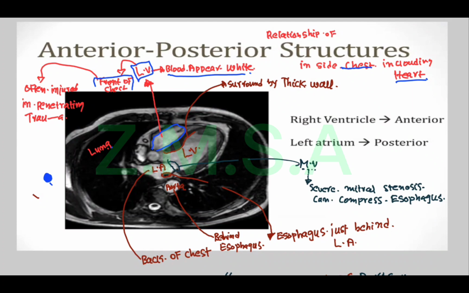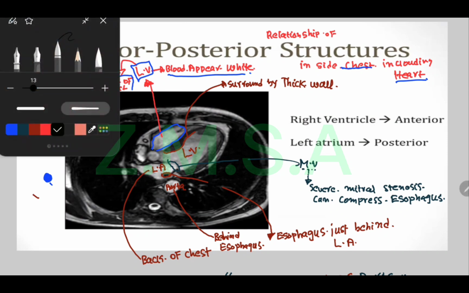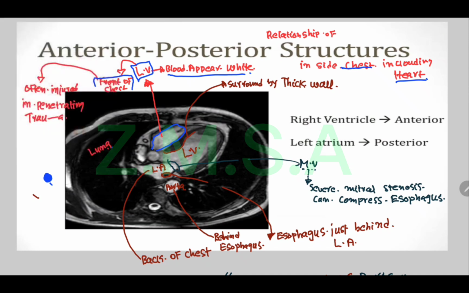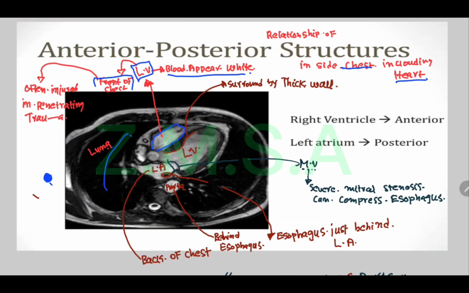Anterior-posterior relationship of structures inside the chest, including the heart and great vessels. Here is a cross section of the chest, a cardiac MRI. In the MRI, the surrounding black areas are the lungs. Next, here is the right ventricle, which lies anteriorly, in front of the chest. Behind the right ventricle lies the left ventricle. Here is the left ventricle, and these white areas show the blood.